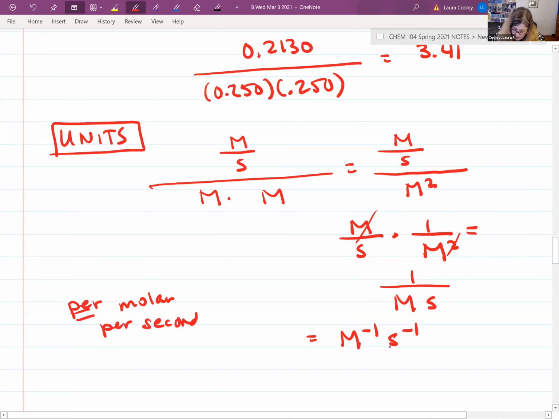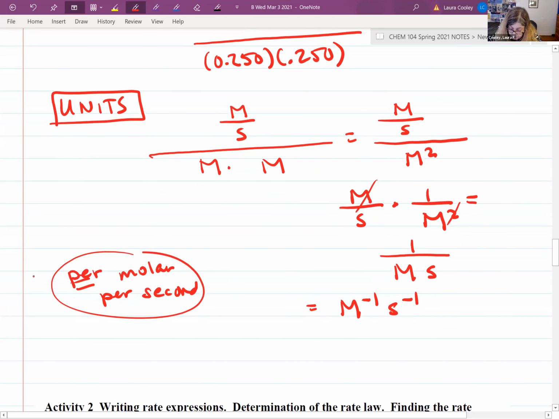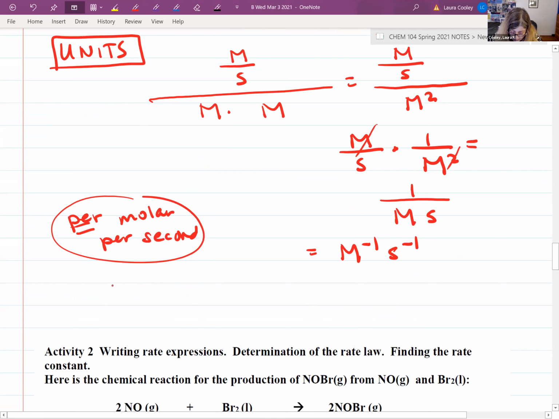The per means it's in the denominator, like miles per hour. The hour is in the denominator. Anyway, so I often say it like this. So the full answer would be 3.41 per molar per second, or 1 over molar, 1 over second. Okay.